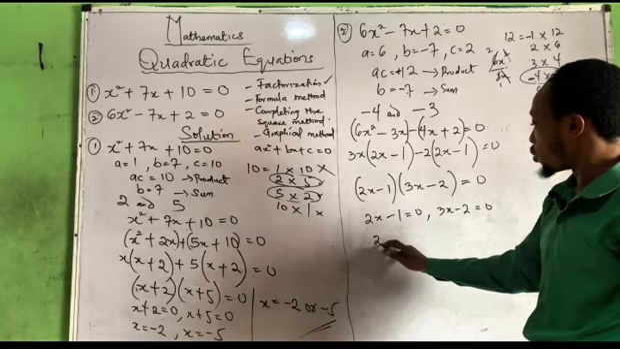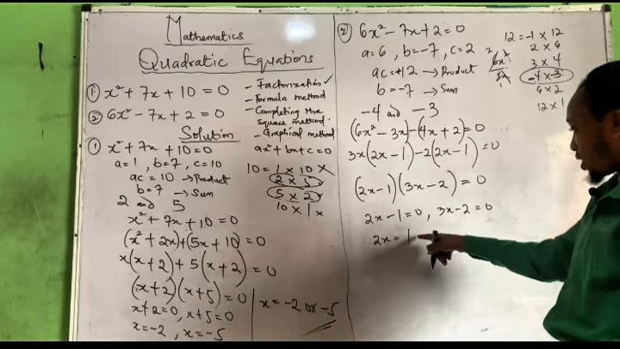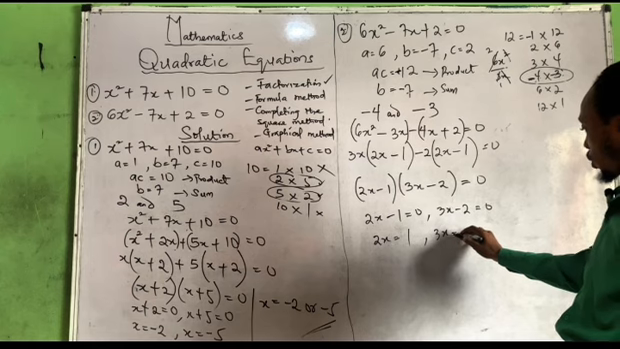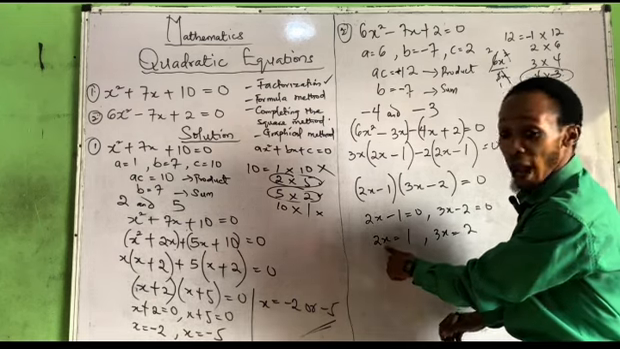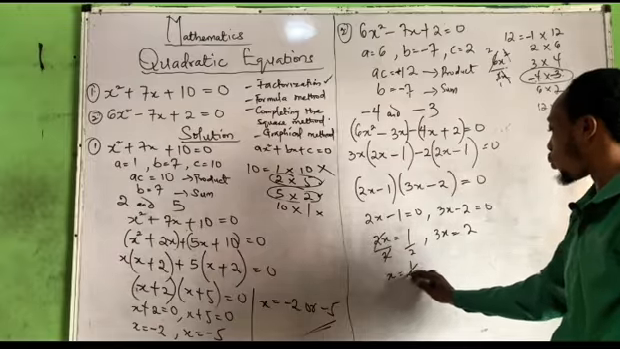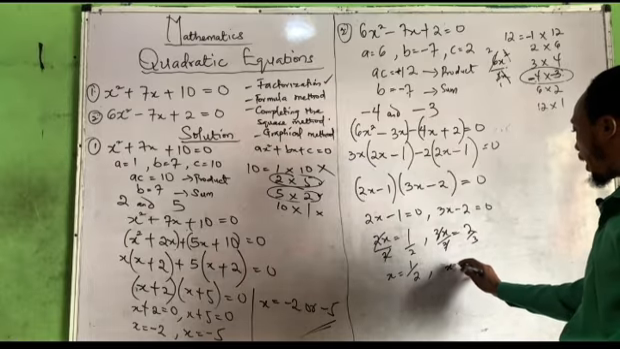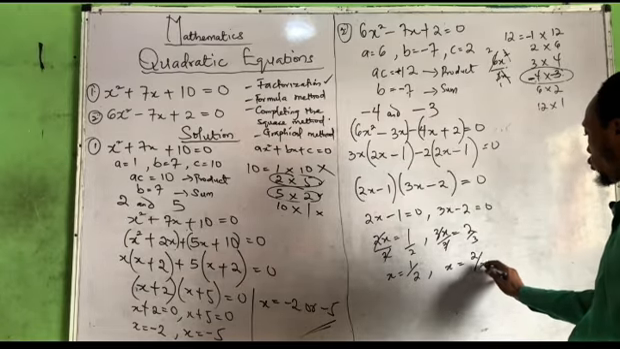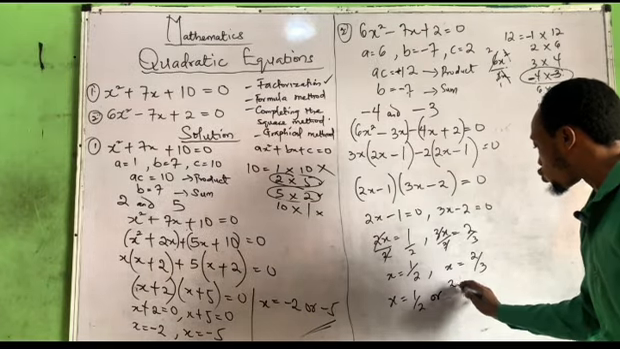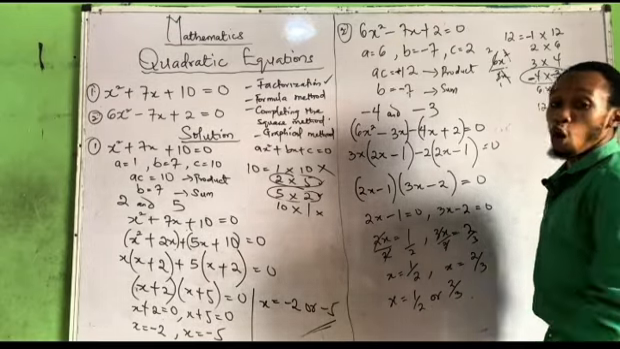So 2x, take this one here, is equal to 1, because 0 plus 1 is 1. Then 3x, take this minus 2 here to the other side, plus 2, so equals 2. Now we are looking for x, so divide both sides by 2. So x is equal to 1 over 2. And here, divide both sides by 3. What do we have here? x is equal to 2 over 3. So our final answer is x is equal to 1 over 2 or 2 over 3. So the roots of our equation are 1 over 2 or 2 over 3.